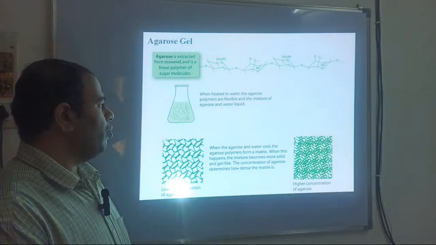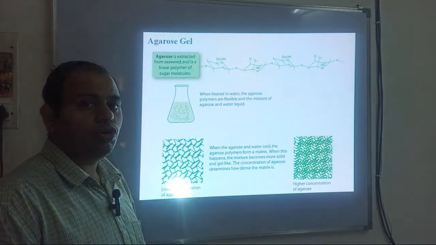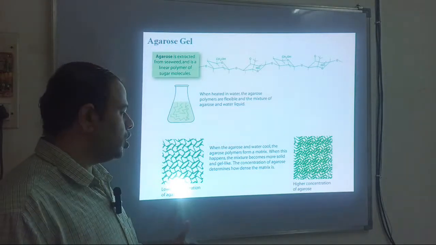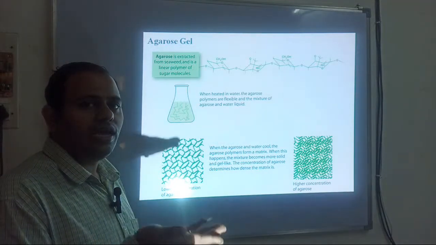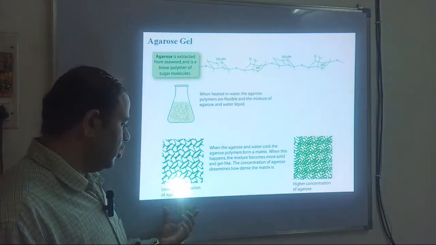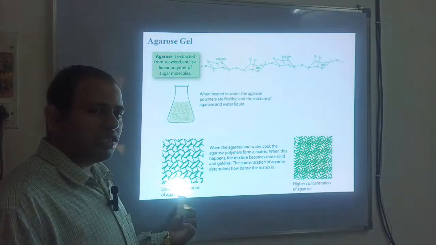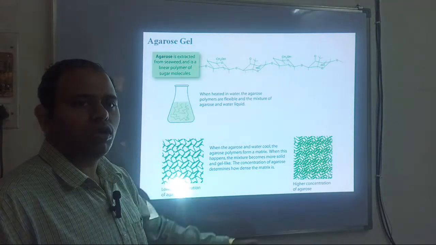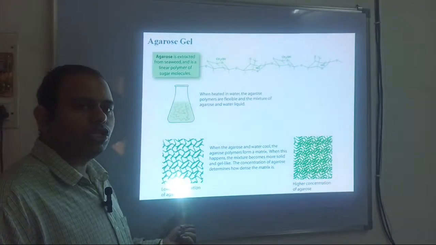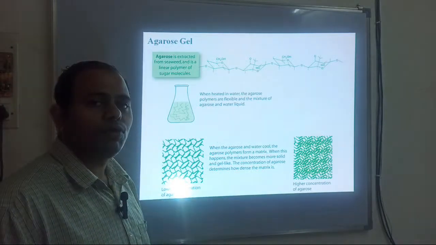Now, the more the concentration of agarose, the smaller the pore size. Remember, the pore size of the agarose gel is inversely proportional to the concentration of agarose. When you increase the concentration of agarose, the pore size will decrease. You can see the two different types of gel network formed by agarose. This is with a low concentration of agarose, and this is with a higher concentration. So the pore size will be more here, and in this case the pore size will be less.